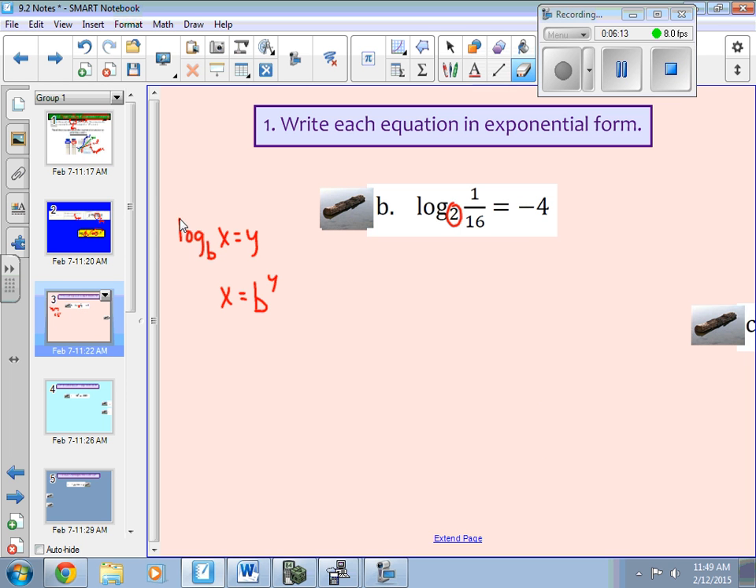Pause the video for a second, see if you can do C and see what you get. What would this one equal? All right, let's check it. If you did it right in exponential form, this one should be 16 equals 4 squared, and 16 does equal 4 squared. So that's converting from log to exponential form.